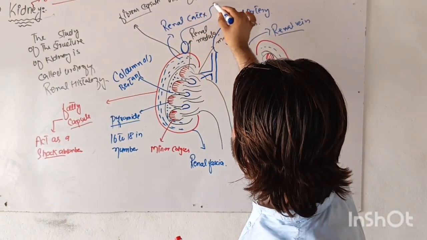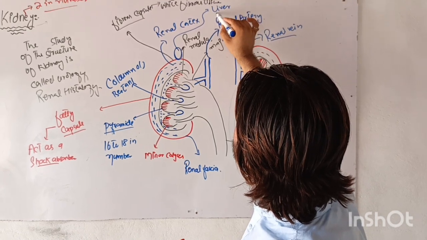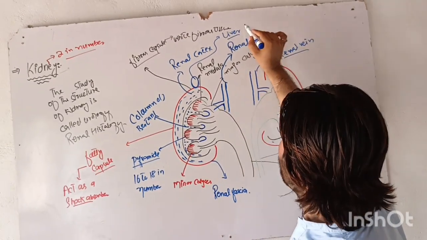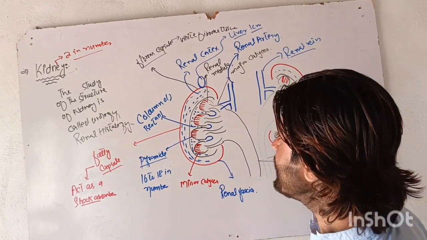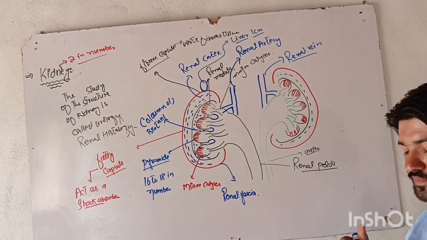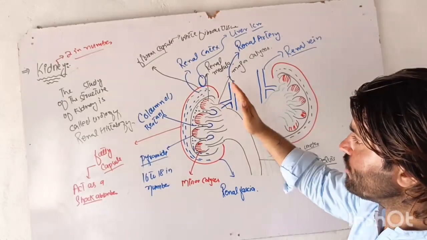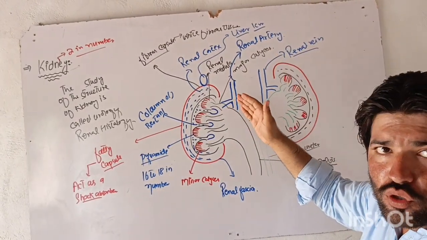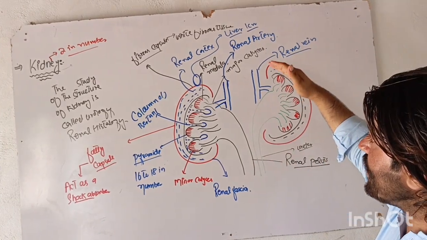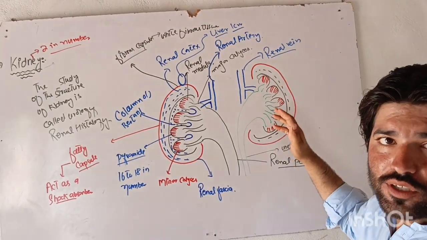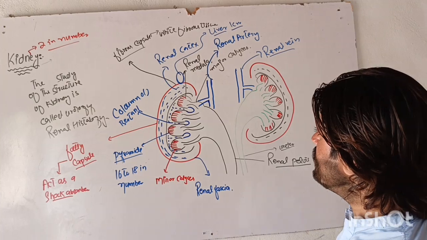This part is known as the liver. The right kidney is pushed by the liver, by about 1 centimeter. The left kidney extends from the thoracic 11 vertebra up to the lumbar third, and the right kidney extends from the thoracic 12 vertebra up to lumbar second.